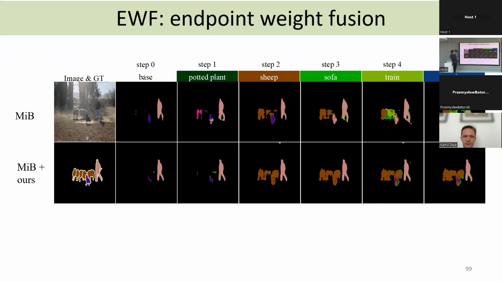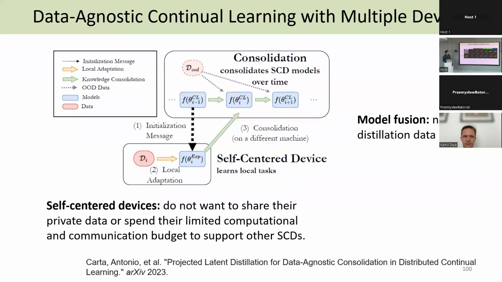And you see that if you go through the whole line of classes, in the end the standard method was having some problems with mixing up sofa with sheep, whereas the adaptation works better.